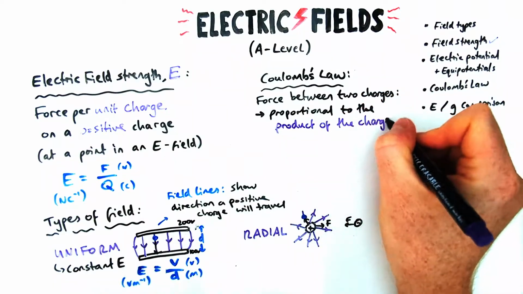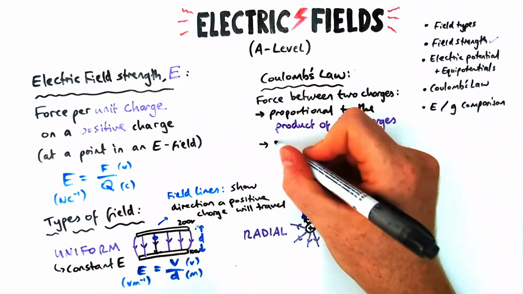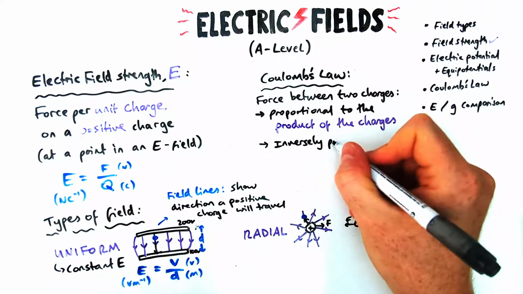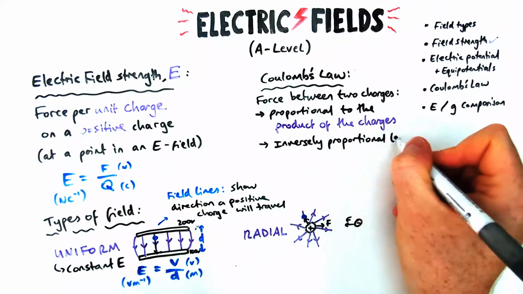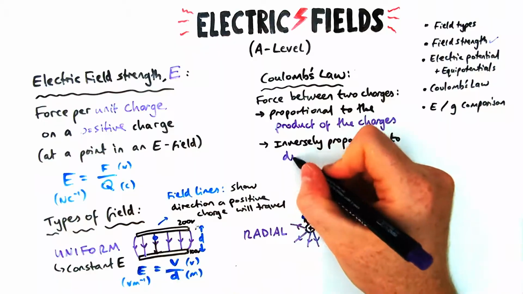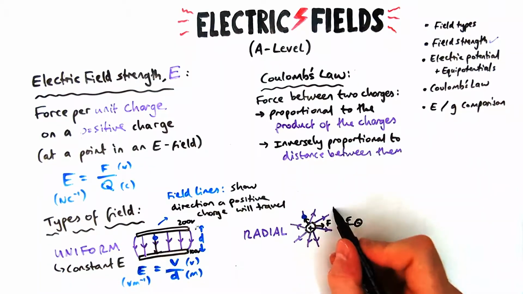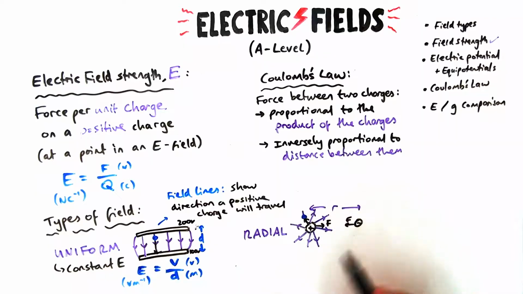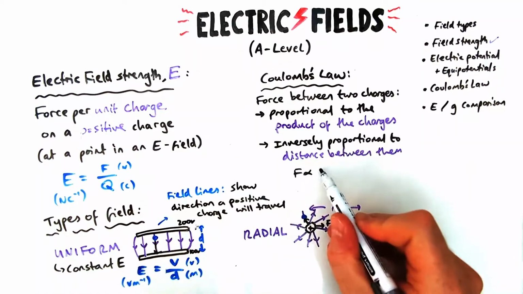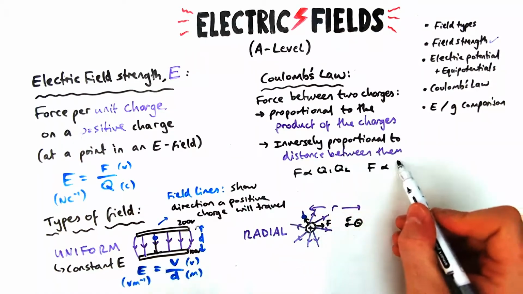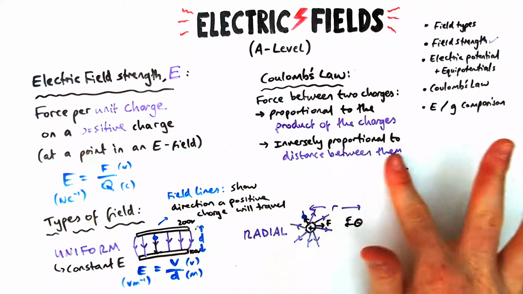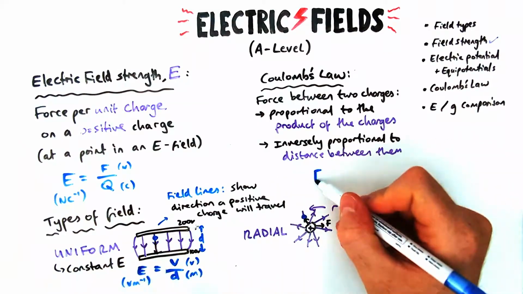So that's Q times Q for the two different charges. It's also inversely proportional to the square of the distance between them, or the distance between them squared. Now, for point charges where there's negligible volume, that's just the distance between them. If they do have a volume, it's between the center of those two charges, or the center of masses of the objects. So combine those two relationships together, we get the overall equation.